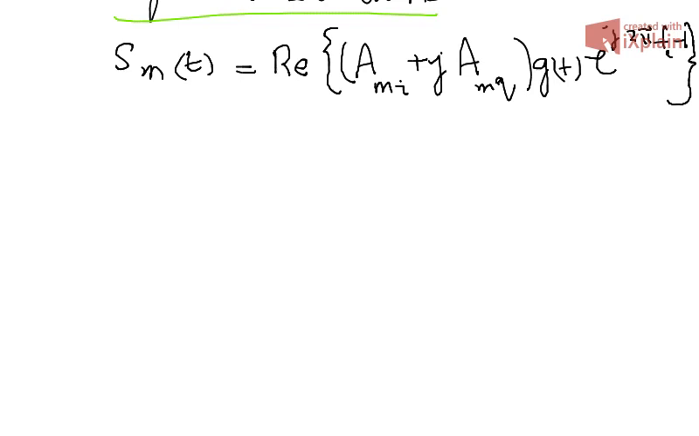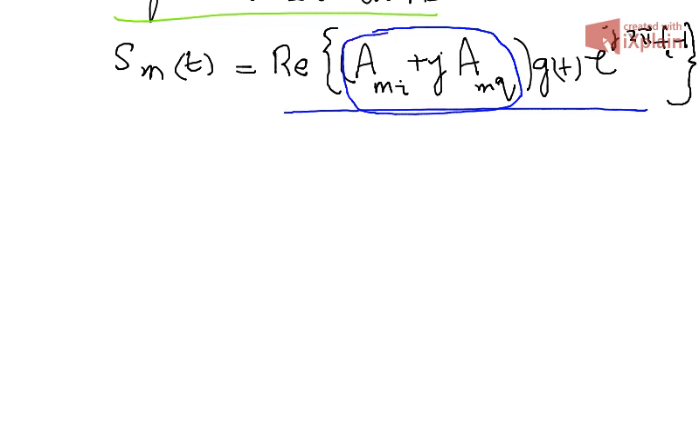I'll explain this complex form, because when we say the real part of this, it means that we have a complex number here, right? This is a complex number, and we have a complex exponential here, right? So let's try to simplify it.